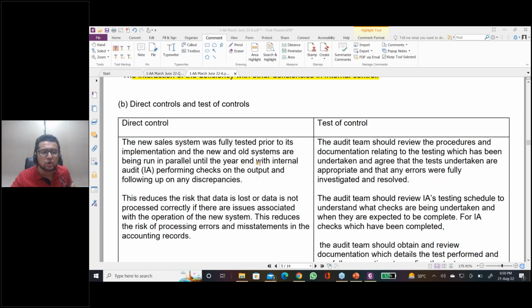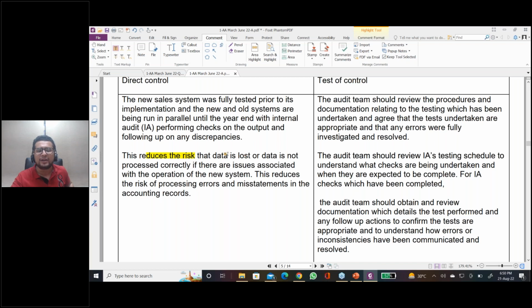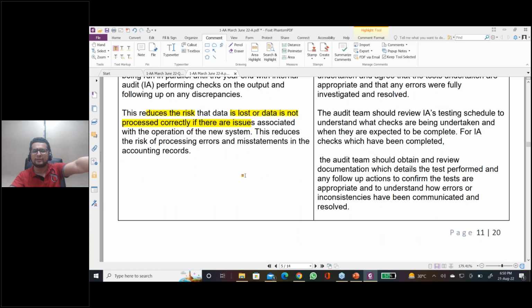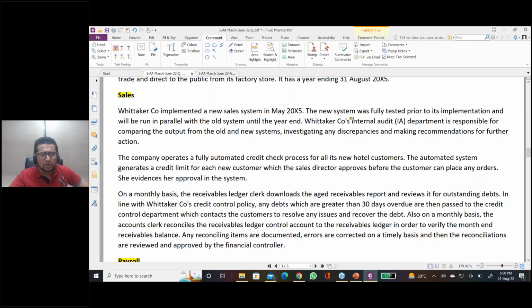So that direct control will reduce the risk of data lost or data not processed quickly. That's all from the last question. There's nothing new in it. So we have identified first deficiency, and that has got to do with the internal audit department being responsible.